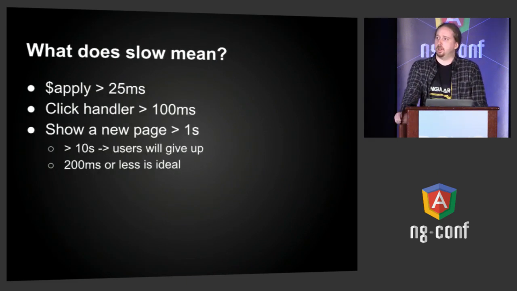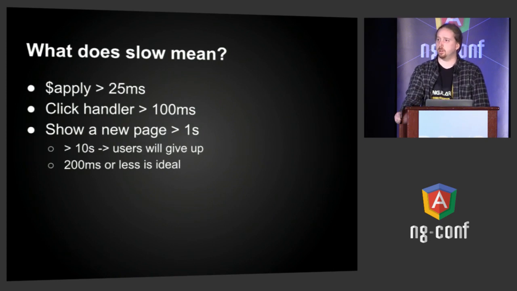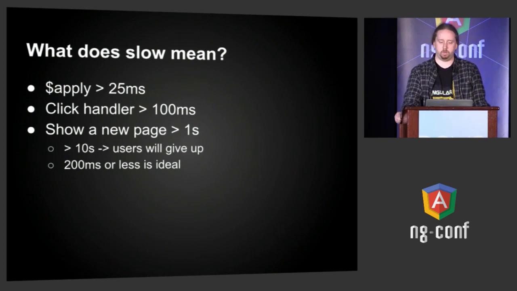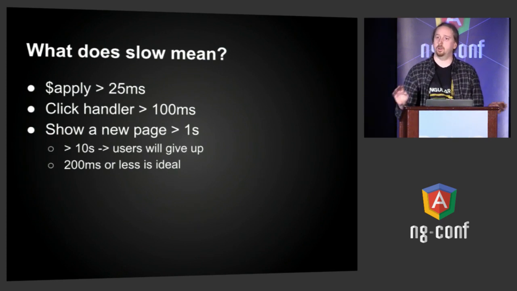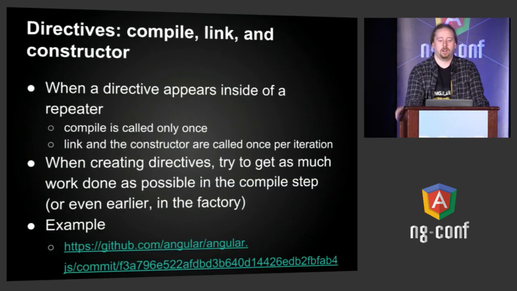All right, so what do I mean when I say slow? Really, I want the digest cycle to take less than 25 milliseconds, or for little things like typing you can start to feel it. For click handlers, 100 milliseconds, really it should be less than that. And if you take too long and you show a new page, you're just going to leave, so you don't want that either. Also, make stuff faster. Think about all the carbon you're saving. Save the earth.